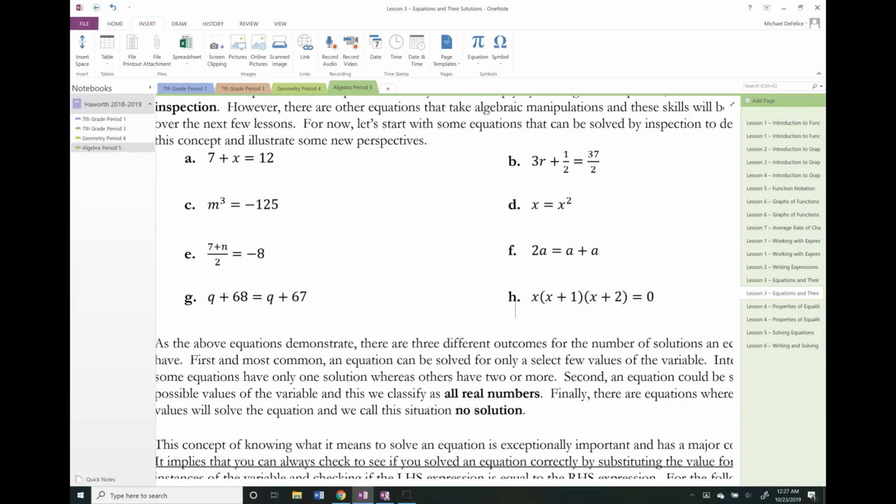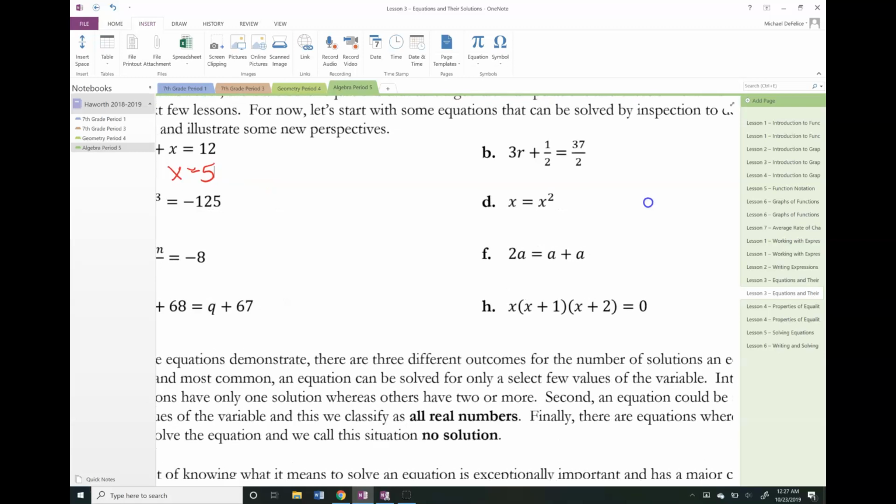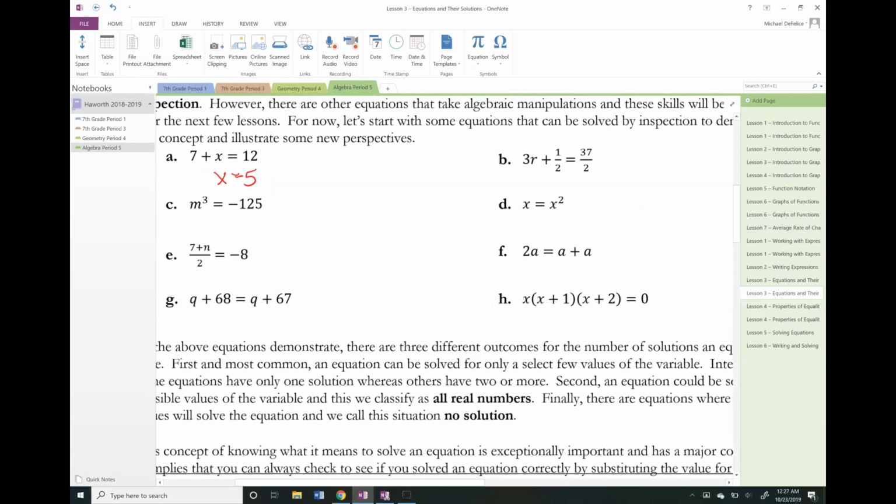So here's the thought process on how I thought about solving each of these equations. The first one, it's a simple 7 plus a number equals 12. Well, the only number that if I add to 7 I get 12 is 5. So the first one is pretty straightforward. X equals 5. The other ones are a bit more complex, but we can use some reasoning and structure to figure out the answer.